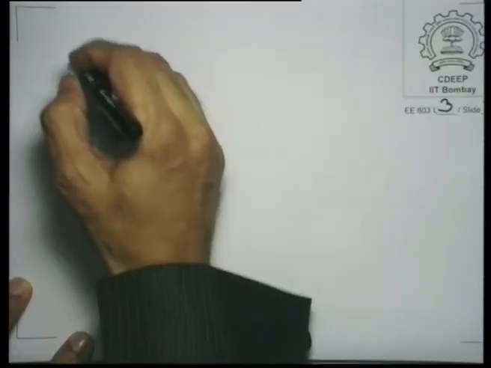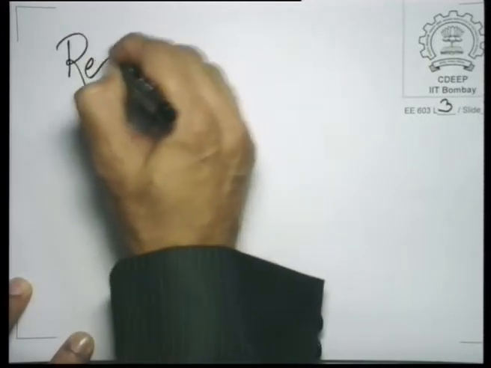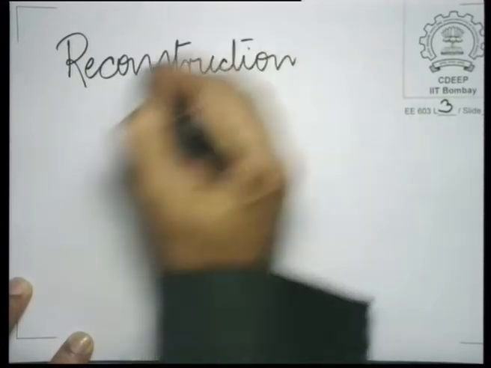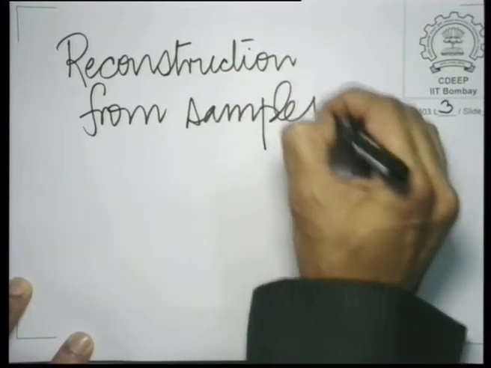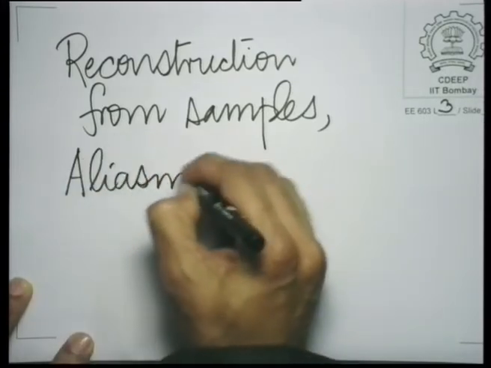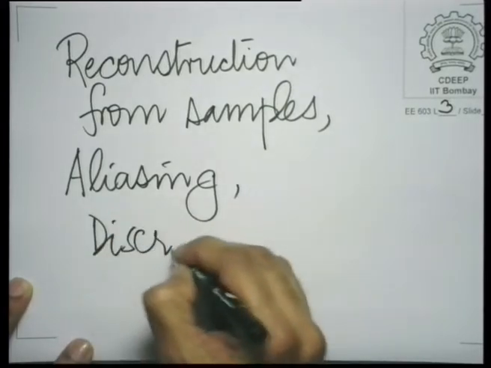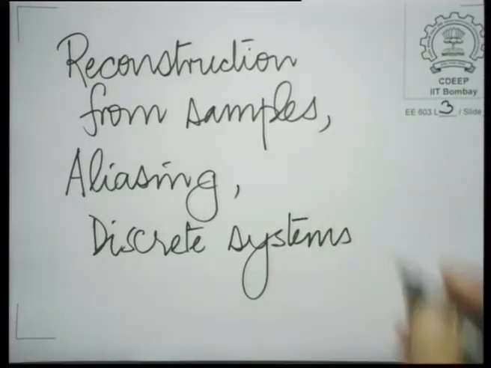So, let us put down the theme of our lecture today: reconstruction from sampling, or from samples to be more appropriate, aliasing, and discrete systems. This is the theme of our lecture today.